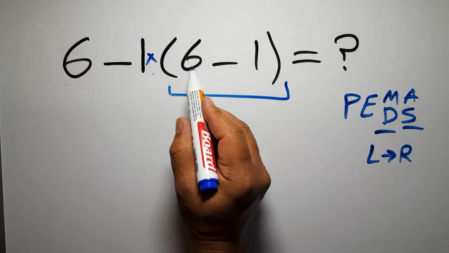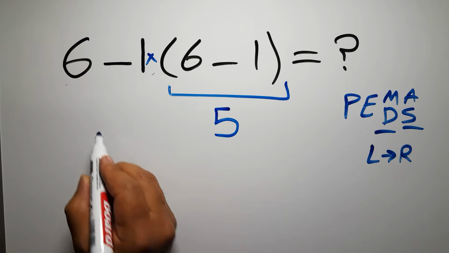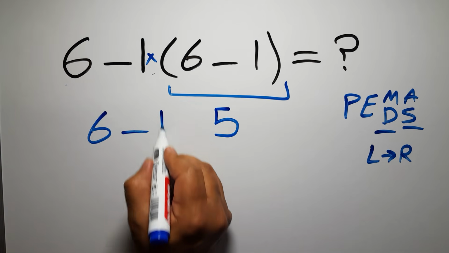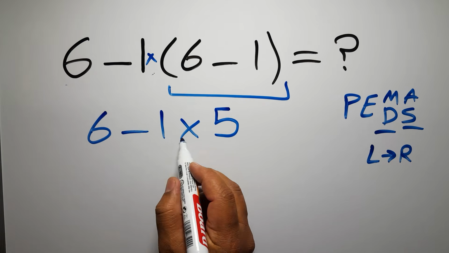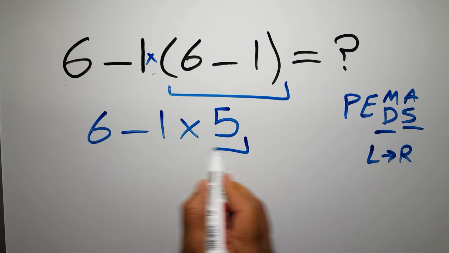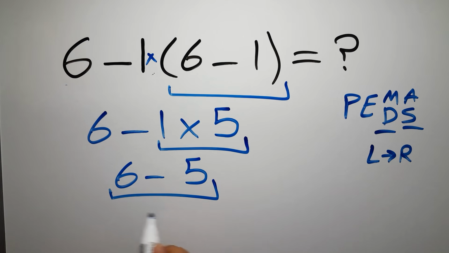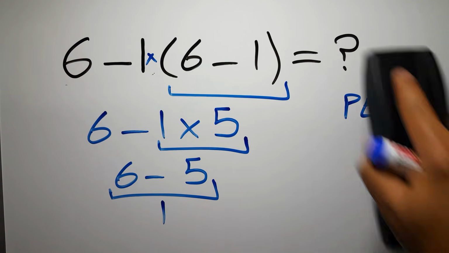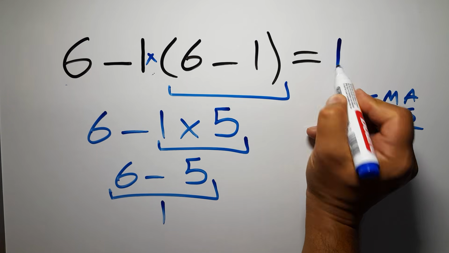Inside this parentheses, we have 6 minus 1, which gives us 5. Okay, so 6 minus 1 times 5. Now we have to do this multiplication. 1 times 5 is just 5. So 6 minus 5 gives us 1. And this is our final answer to this problem. The correct answer is 1.